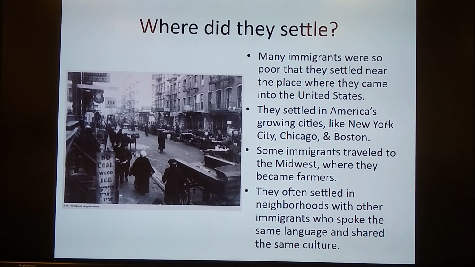Where did they settle, or where did they stay once they got here? Many immigrants were so poor that they settled near the place where they came into the United States. They settled in America's growing cities like New York City, Chicago, and Boston. Some immigrants traveled to the Midwest where they became farmers. They often settled in neighborhoods with other immigrants who spoke the same language and shared the same culture.